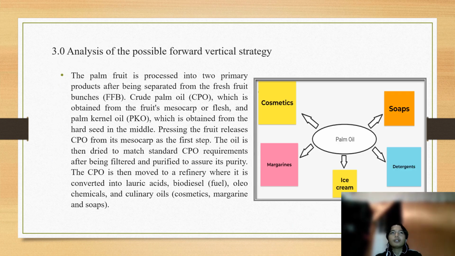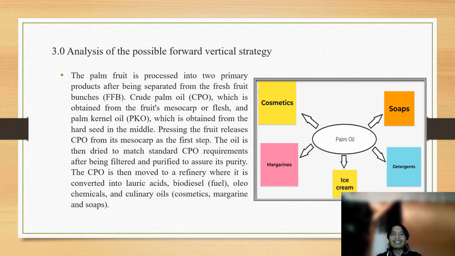For 3.0, analyze the possible forward vertical strategy. First, the palm fruit is processed into two primary products after being separated from the fresh fruit bunches, which is FFB. Crude palm oil (CPO), which is obtained from the fruit mesocarp or flesh, and palm kernel oil, which is PKO, which is obtained from the hard seed in the middle.